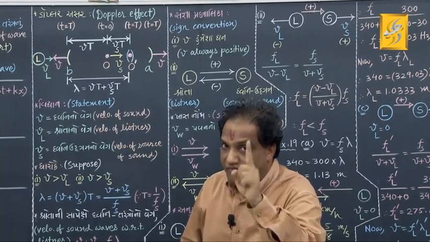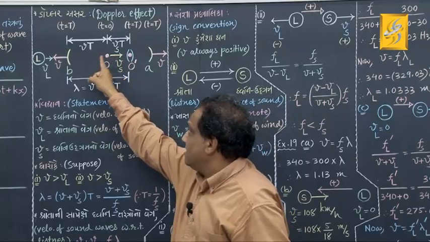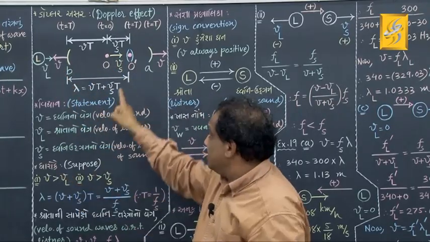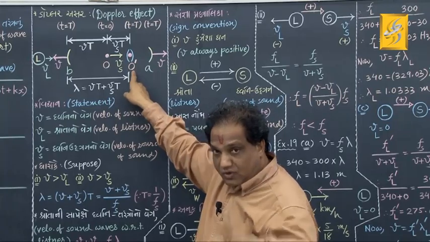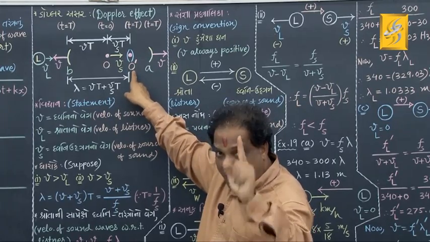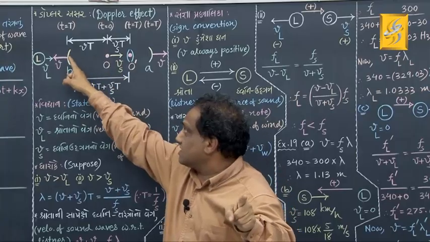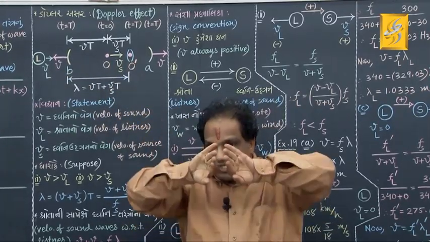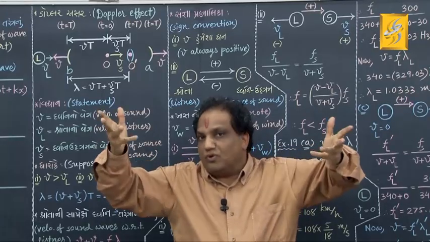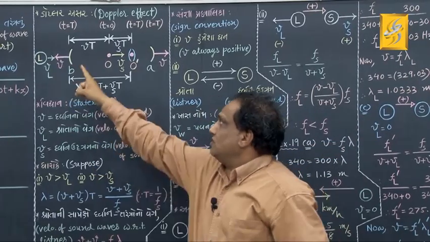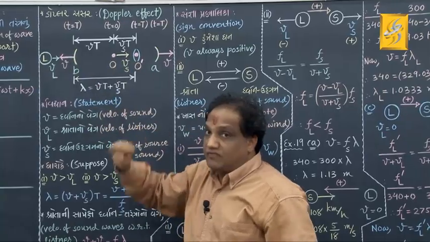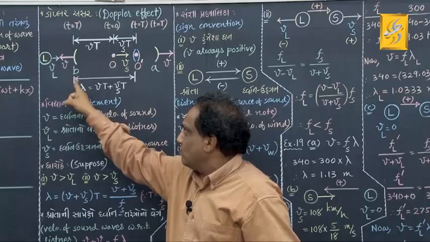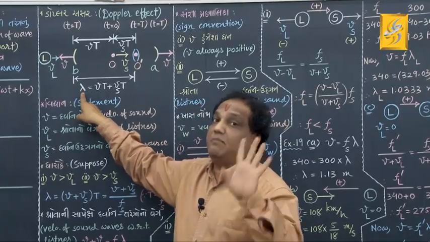The crest of the first wave has come over here at position B, and the crest of the second wave is here at O dash. So at time capital T, the first crest has come over here and the second crest is here, and the distance between two consecutive crests is going to give you the wavelength. So this distance from B to O dash will give you the wavelength, let it be lambda.